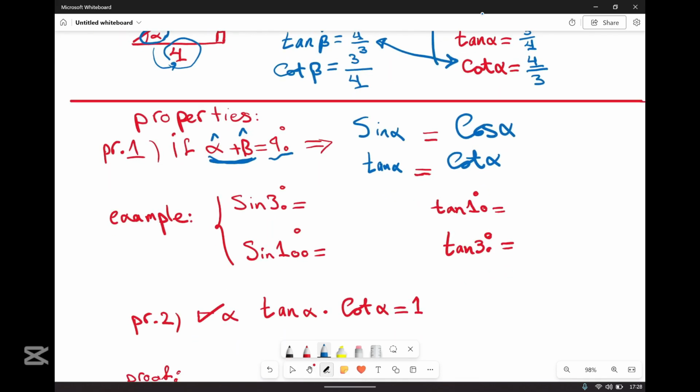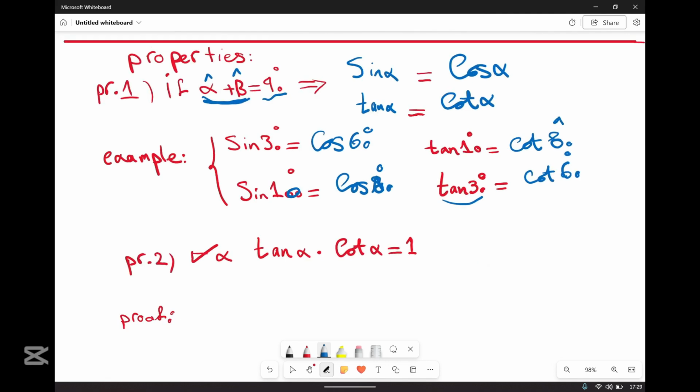The sine of 30 degrees is exactly equal to cosine of 60 degrees, and sine of 10 degrees is equal to cosine of 80 degrees, and tangent of 10 degrees is equal to cotangent of 80, and tangent of 30 degrees is exactly equal to cotangent of 60 degrees. Yes? But another property is so important.